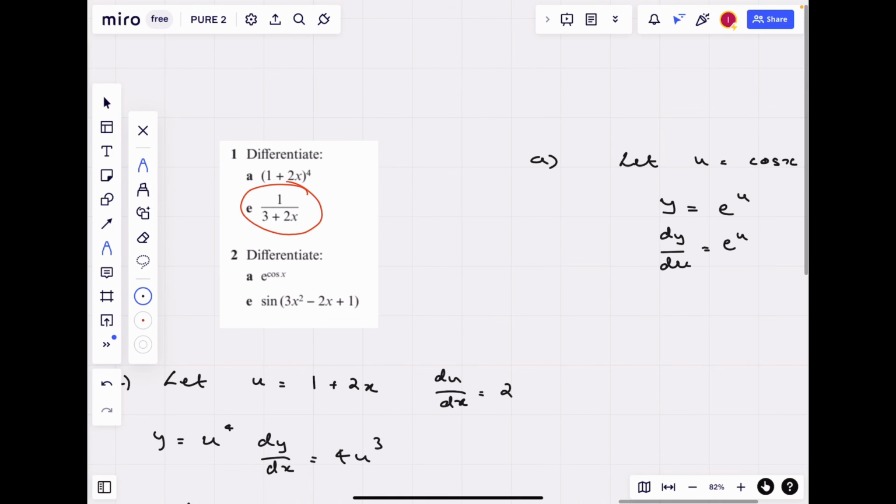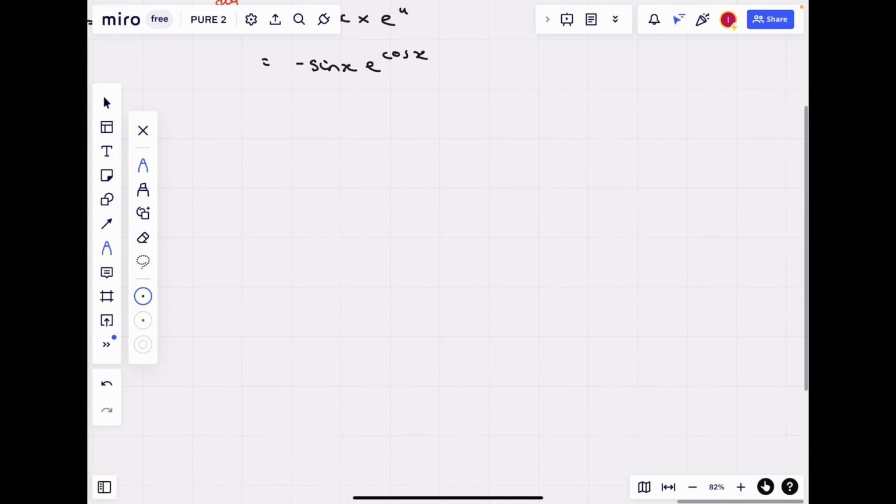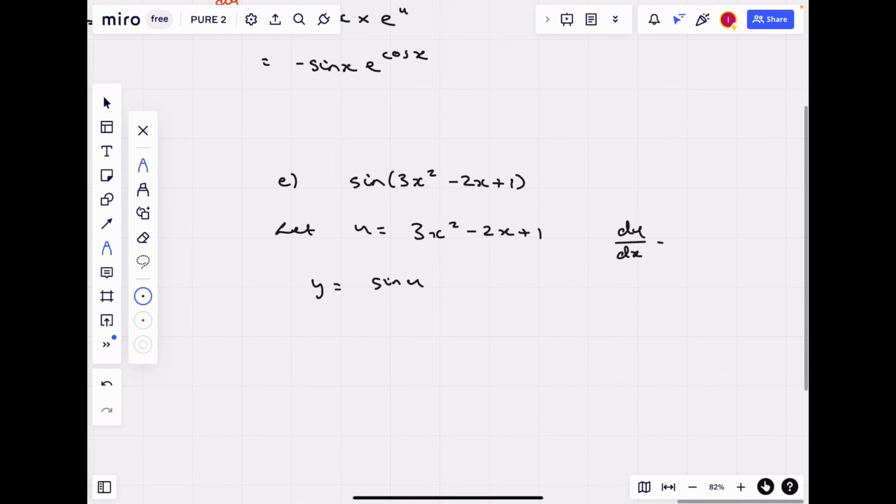Okay, the last one was 2e. Sine 3x squared minus 2x plus 1. You're going to make u equal to your quadratic. Y equals sine u. So du by dx is 6x minus 2. Dy by du is just cos u.